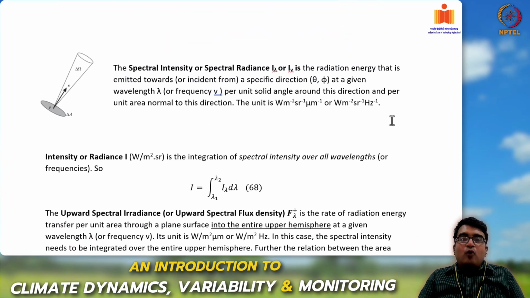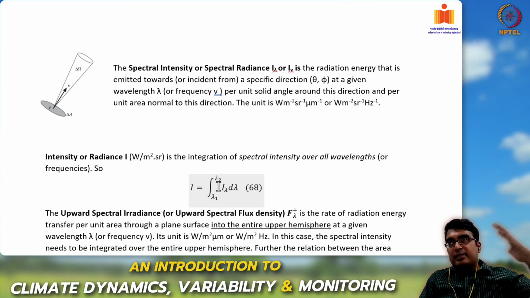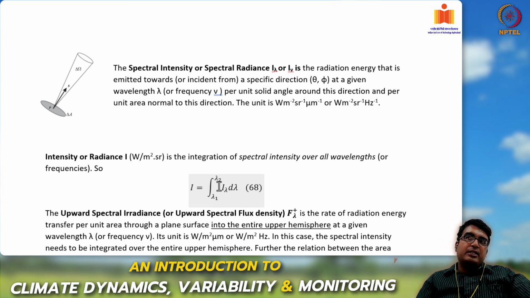Now, if we integrate over all frequencies or all wavelengths, then we get the intensity or radiance I. It is also called radiation intensity or radiance. So this is spectral intensity or spectral radiance, and this is called just intensity or just radiance. The spectral term is dropped because now we are integrating over all wavelengths, say from 0 to infinity for wavelengths, or 0 to infinity in terms of frequencies.